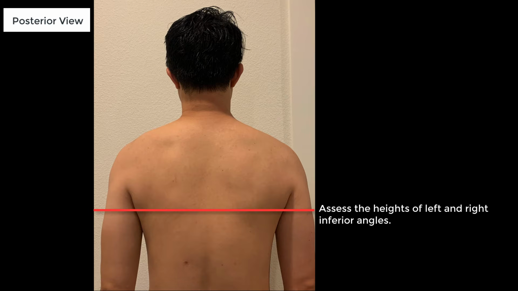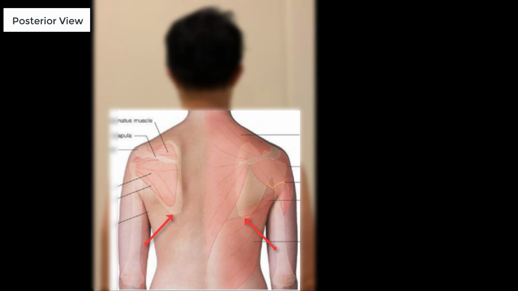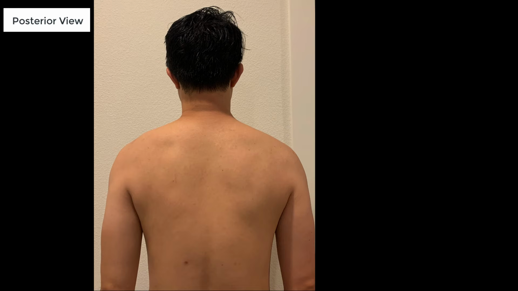Next, we're going to assess the heights of the left and right inferior angle of the scapula. First, try to see if you can estimate where the inferior angle lives looking at your patient's surface anatomy. Once you have an idea, draw an imaginary line and see if you can compare if the left inferior angle is higher or the right. In my case, left is higher than the right.